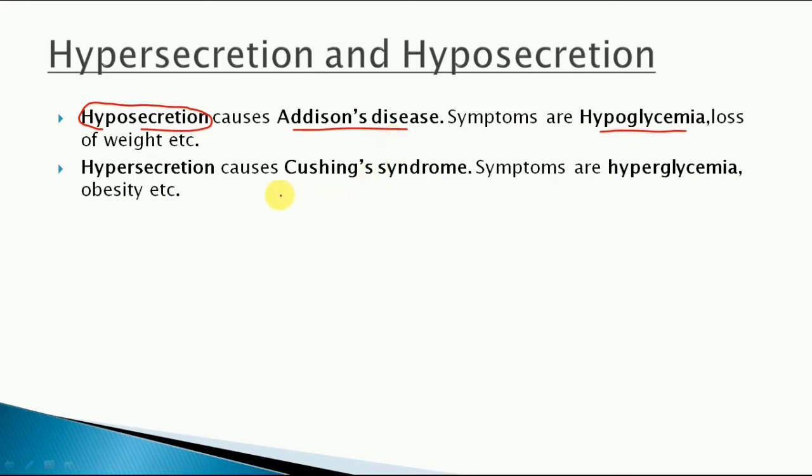Next is hypersecretion. Hypersecretion is the excess secretion of a hormone. When the hormone is secreted in excess, what happens? It causes Cushing's syndrome. What are the symptoms of this syndrome? The first is hyperglycemia, which means the blood sugar level increases. The other symptoms include obesity, etc. So this was the hyper and hyposecretion of hormone from the adrenal cortex.